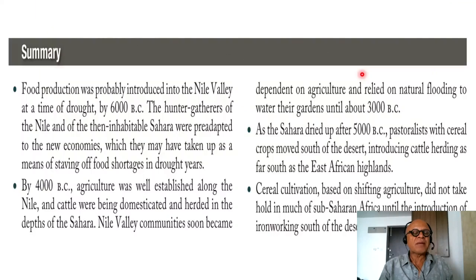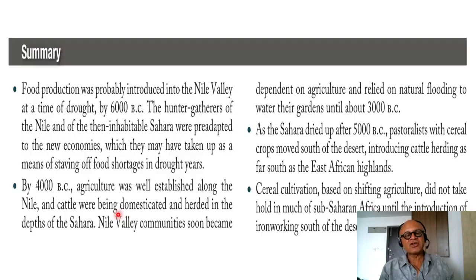Okay, so what happened over here? Food production was probably introduced into the Nile Valley at a time of drought by 6000 BC, so green Africa was over by then. Hunter-gatherers of the Nile and of the then habitable Sahara were pre-adapted to the new economies, which they may have taken up as a means of staving off food shortages in drought years. So how you deal with drought may depend on buying food with what you can sell, or adapting somehow with the land you have, because moving was not easy for many of these, other than maybe the nomadic cattle herders and pastoralists.